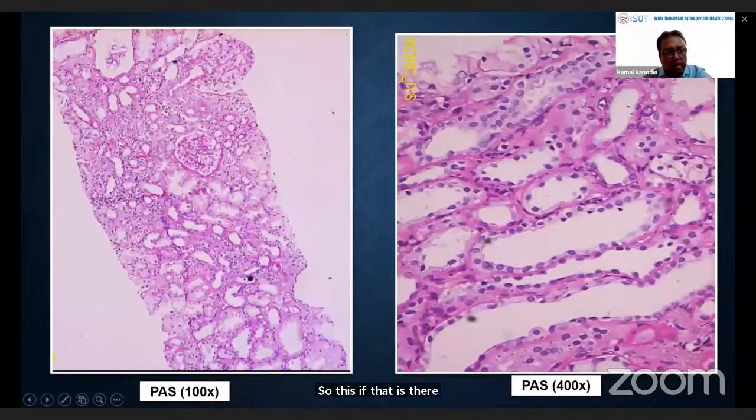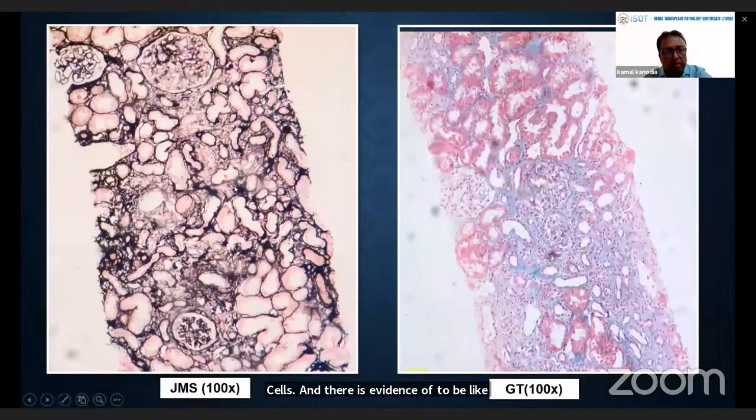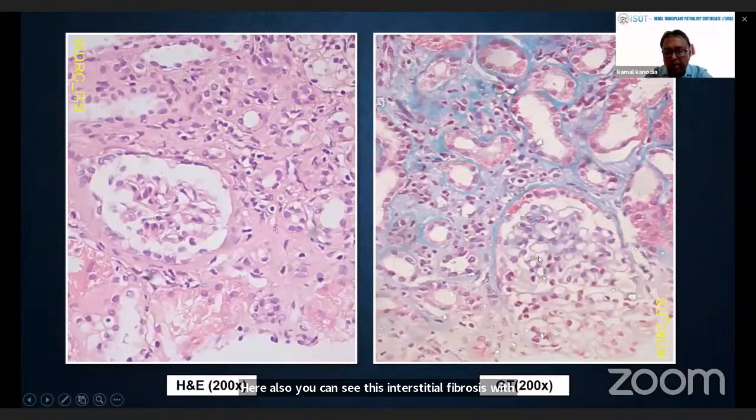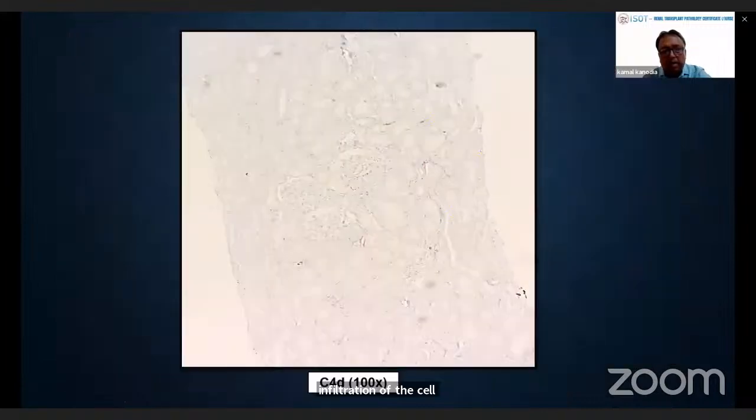Again you can see the infiltration of the cells, and there is evidence of tubulitis, mild tubulitis. This is a silver stain showing the interstitial fibrosis, tubular atrophy. Glomeruli are almost unremarkable. Here also you can see this interstitial fibrosis with infiltration of the cells. And the C4D was negative.